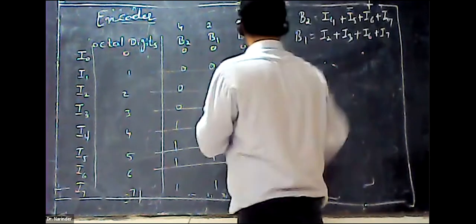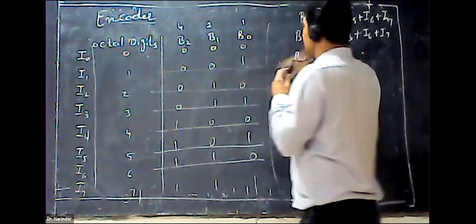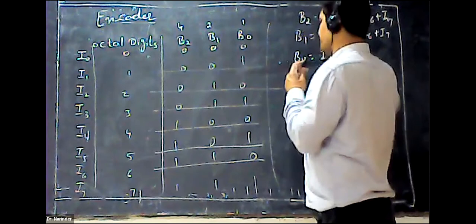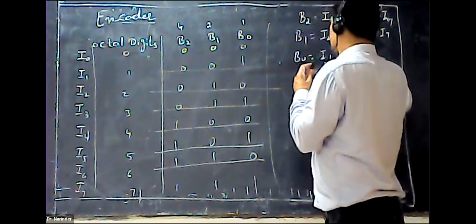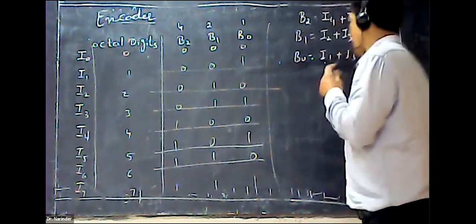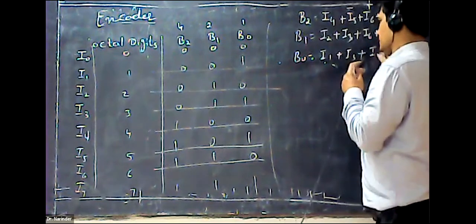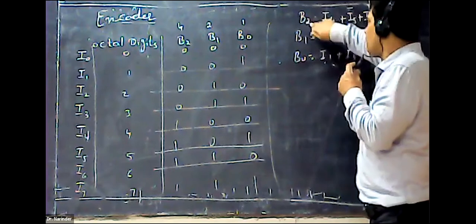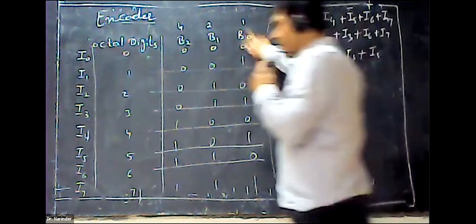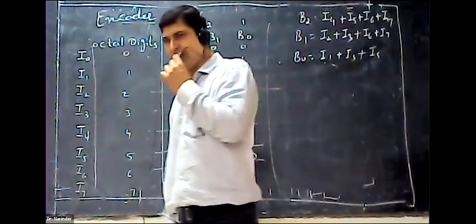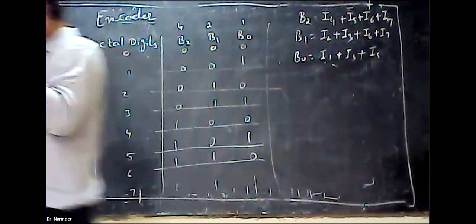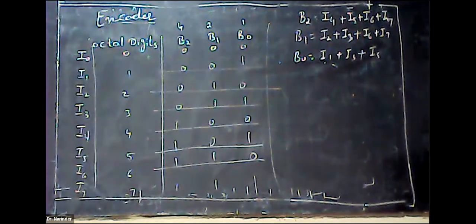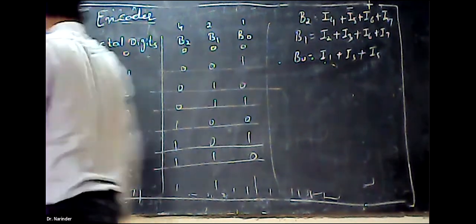Now B0 is I1, I3, I5. We have found the values of the output expressions in terms of the inputs. Now we will implement it in the logic circuit.